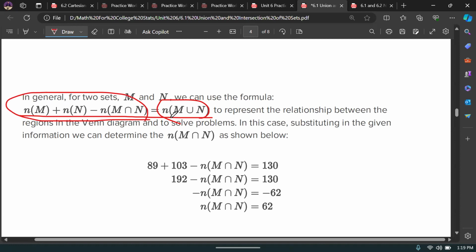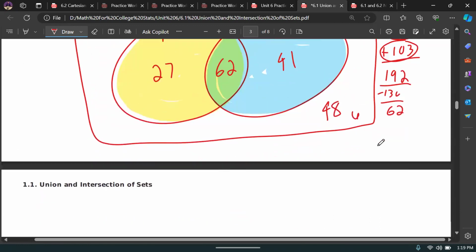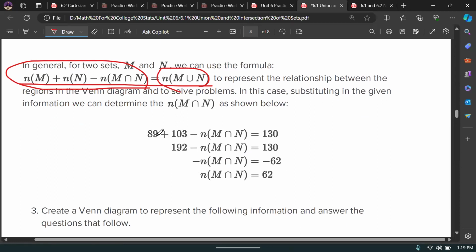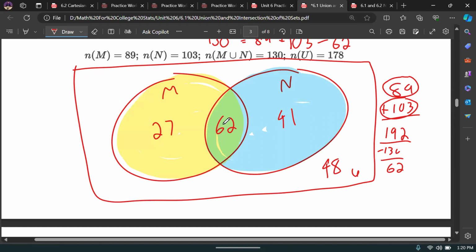Make sure you get to know this because it's going to be one that we probably will use quite frequently. And here's the math again that we did over here on the side, but you can see it worked out using the formula. 89 plus 103 minus something equals 130. Well, 89 plus 103 is 192, but minus how much equals 130? Minus 62, right? 62 is the overlap. So that's how we figured out the overlap was 62.